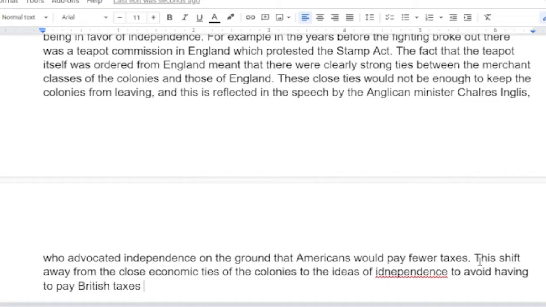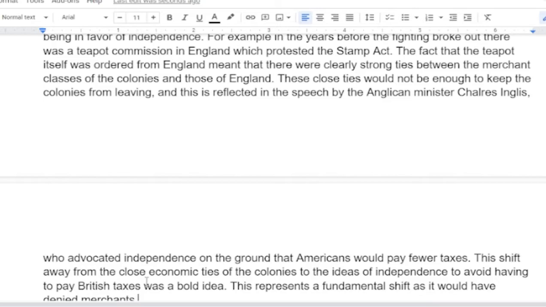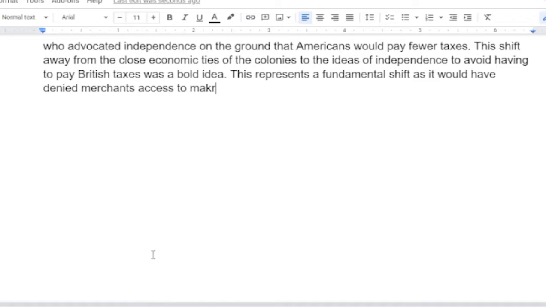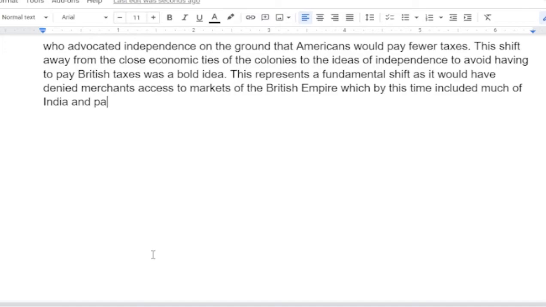Okay. The ideas of independence to avoid British taxes was a bold idea. This represents a fundamental shift, as it would have denied merchants access to the markets of the British Empire, which by this time included much of India and parts of West Africa.